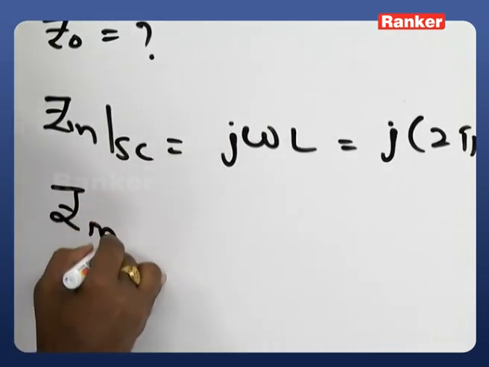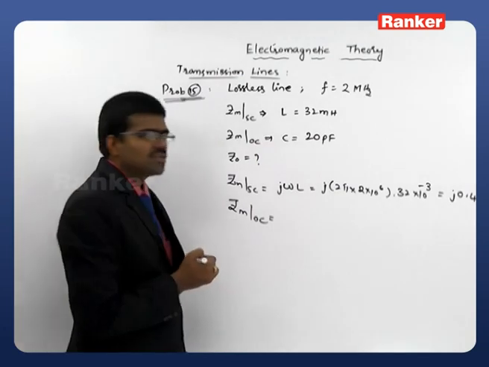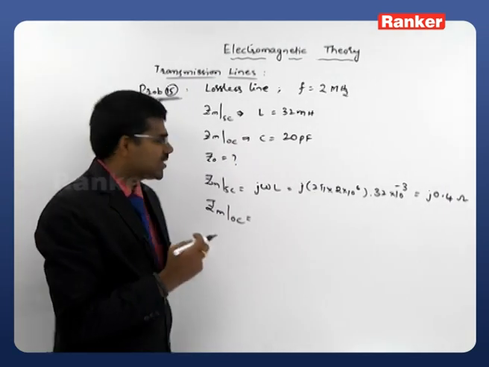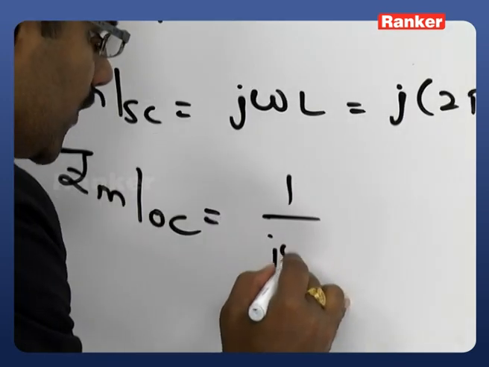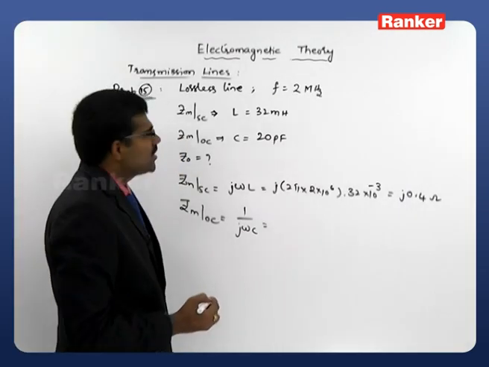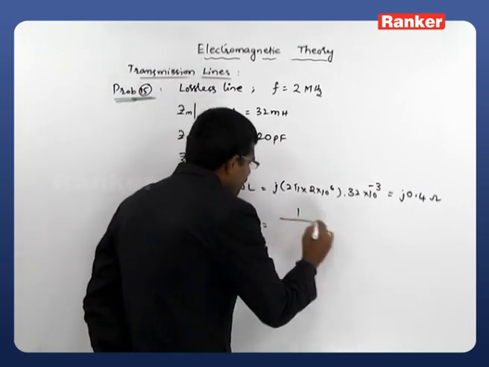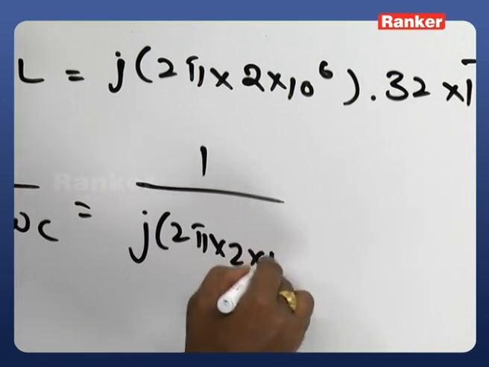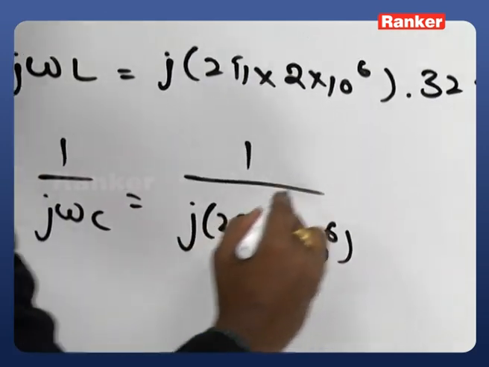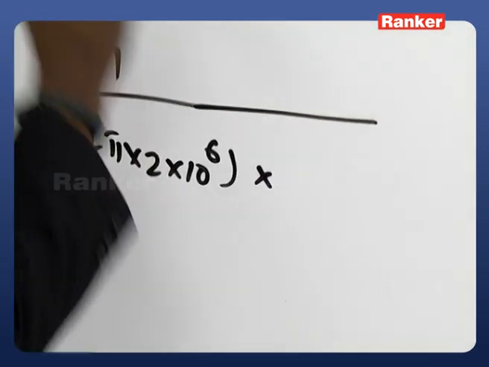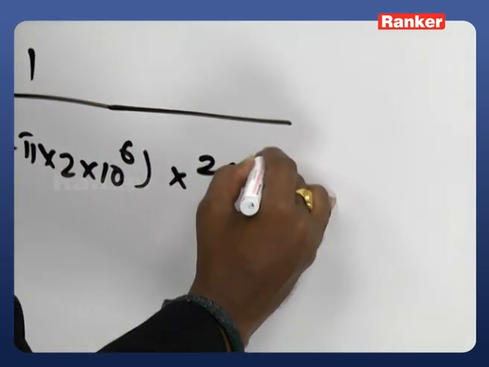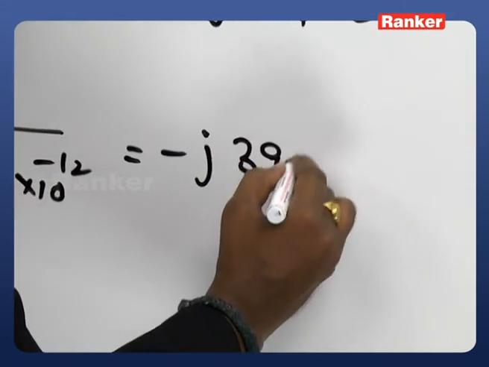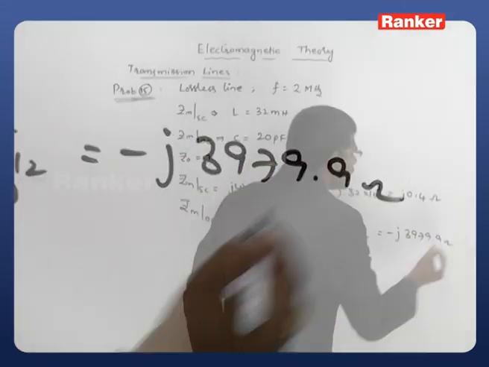Similarly, Z in OC, when it is open circuited, it is acting as a capacitor. So consider the impedance which is given by the capacitor, which is equal to 1 by j omega C. So 1 by j omega C is equal to 1 by j, instead of omega, you can write 2 pi into 2 into 10 power 6. This is omega. And instead of C, 20 picofarad, 20 into 10 power minus 12, which is equal to simply minus j 3979.9 ohms. That is what we will get.